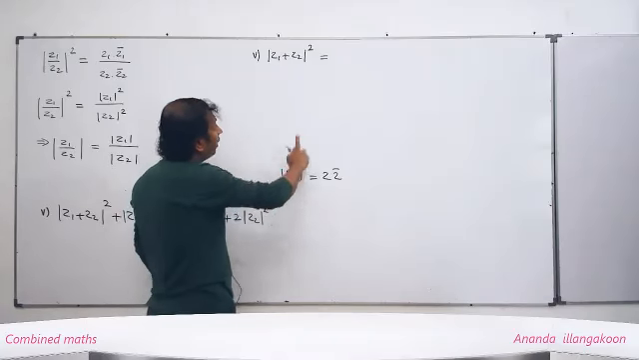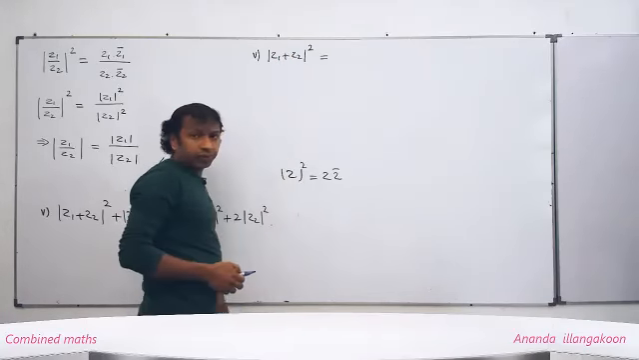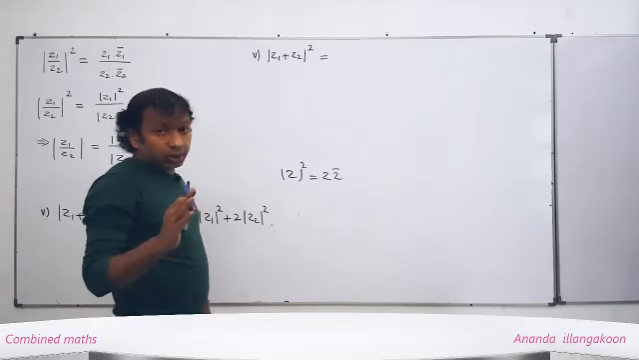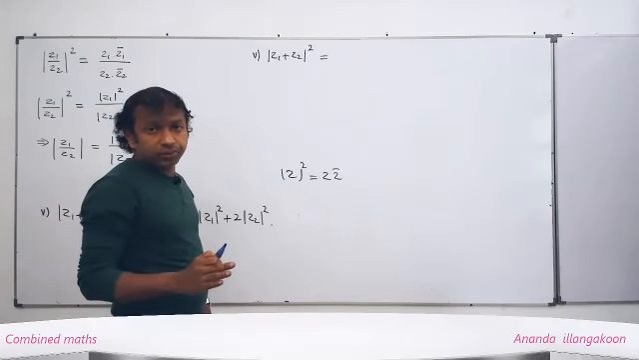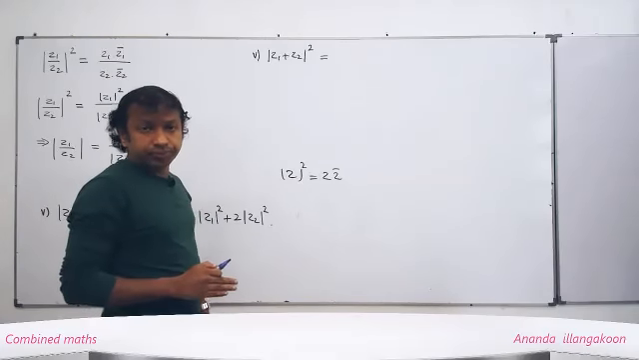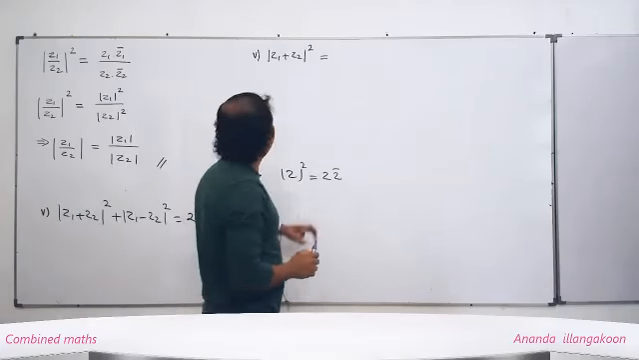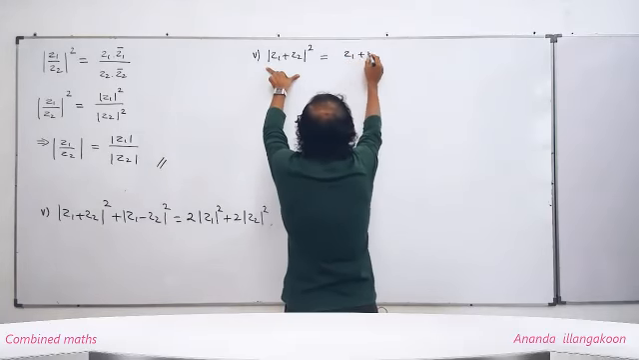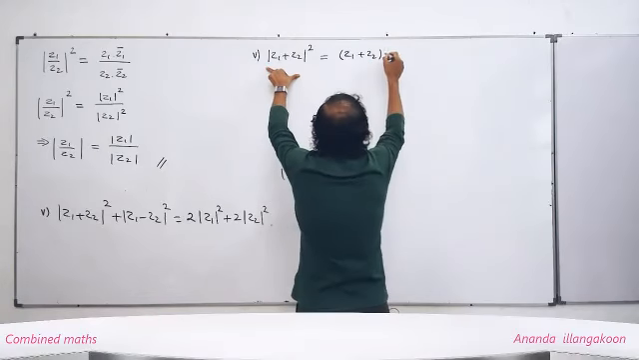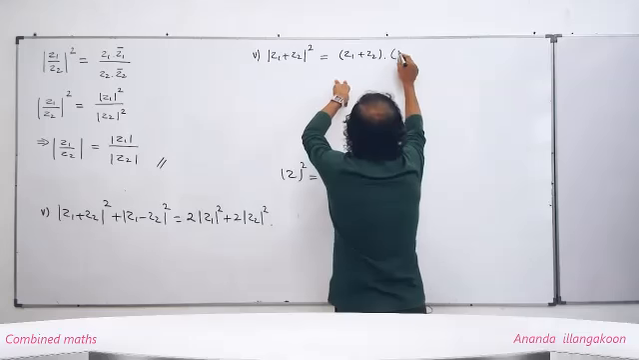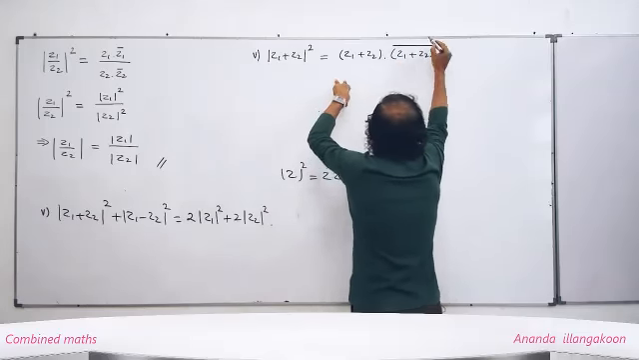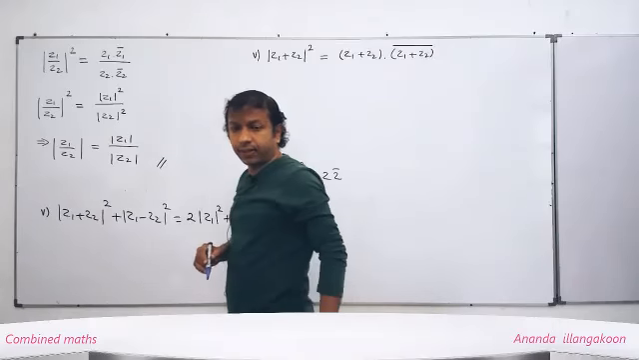Then for this z, here we have z1 plus z2. Why? We know the sum of any two complex numbers is another complex number. So to obtain the modulus squared of this complex number, I can take z1 plus z2 multiplied by its conjugate. I think you agree with me.